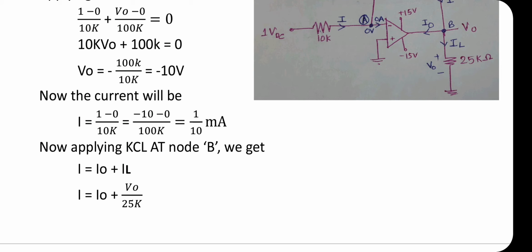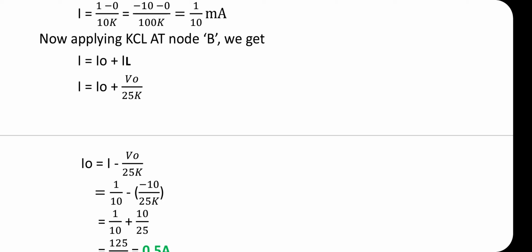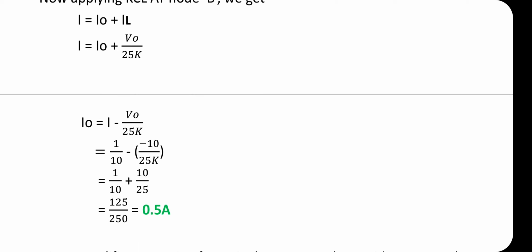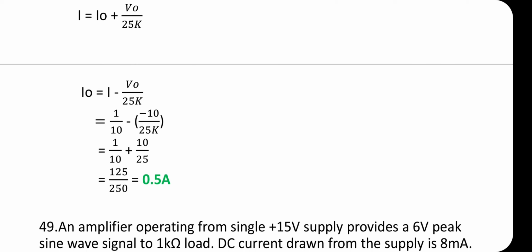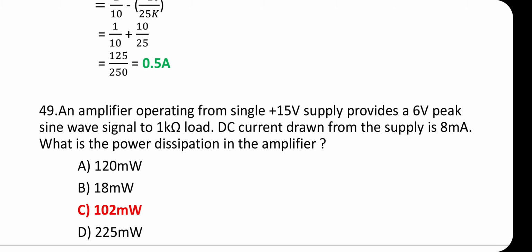Now applying KCL at node B, we get I equal to I naught plus I L. I equal to I naught plus V naught by 25k. After rearranging, we get I naught equal to I minus V naught by 25k. After solving, we get I naught equal to 0.5 milliampere.